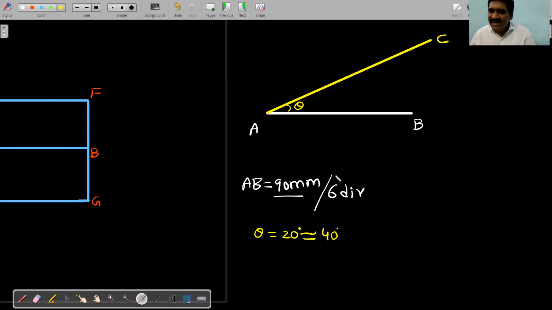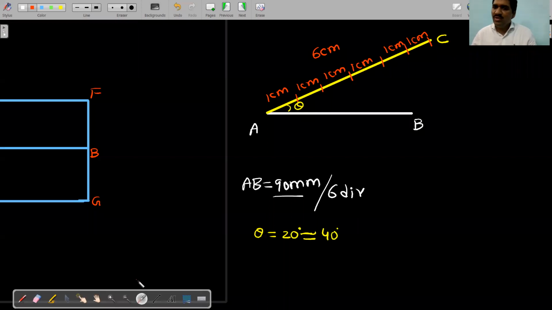If you want to divide this 90 mm into 6 divisions, just draw a line of only 6 centimeters like this. Just an example, you can do it any way, nothing to worry about. Now on this 6 centimeter line, mark 6 points: 1, 2, 3, 4, 5, 6, such that they are 1 centimeter each. You can also take 2 centimeter each, 3 centimeter each, 4 centimeter, or half centimeter each.